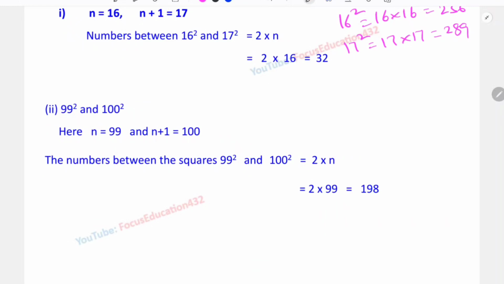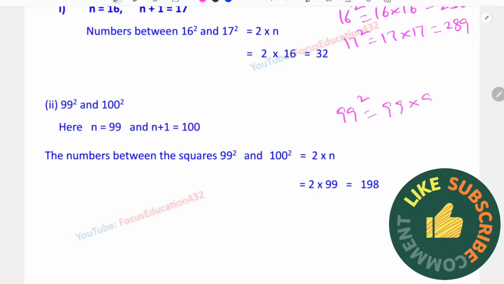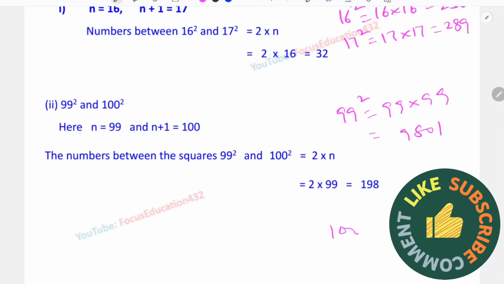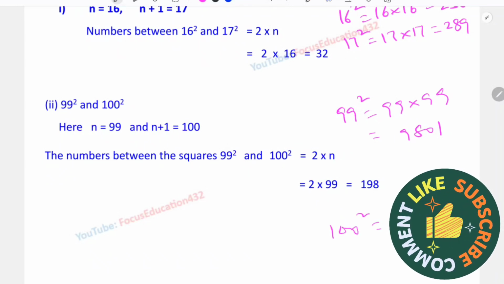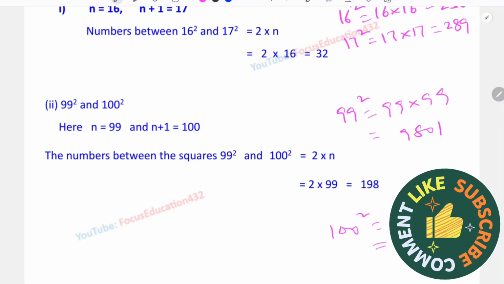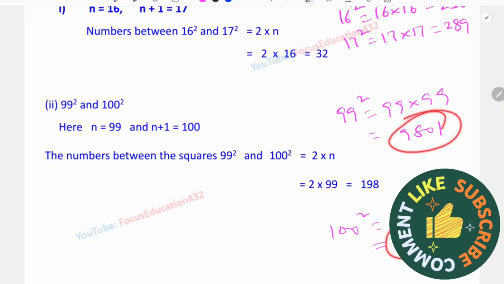Now similarly we are having 99 square and 100 square. What is the first number here? 99. So we have to find the square of 99, only for your understanding, because we are not doing it this way. 99 square means 99 multiplied by 99. This is a big number, 9801. What about 100 square? 100 multiplied by 100, that is 1 followed by 4 zeros. So how many numbers will be there between 9801 and 10,000?